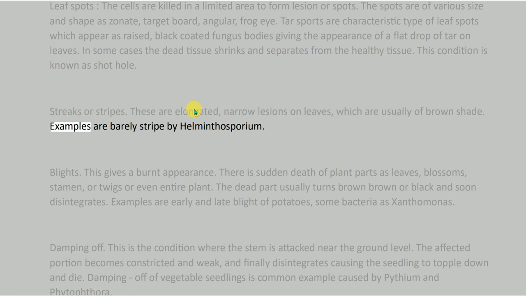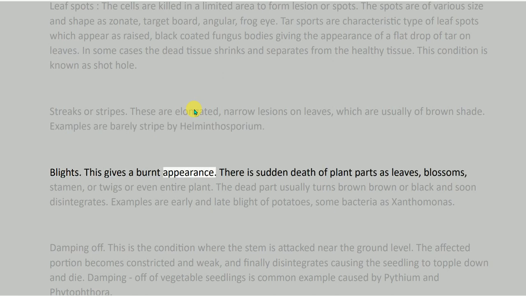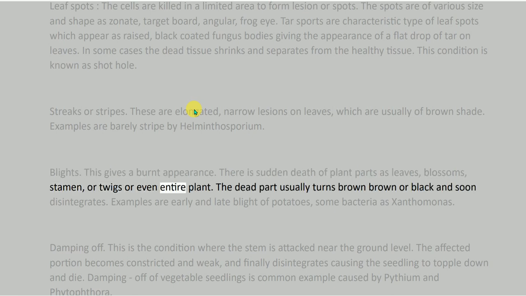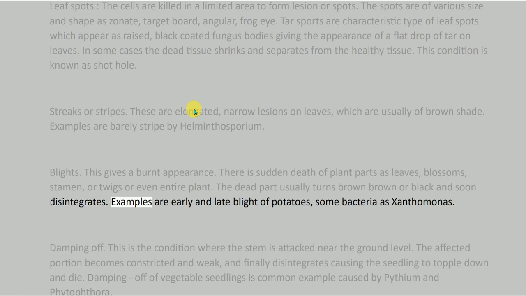Examples are barely striped by Helminthosporium. Blights. This gives a burnt appearance. There is sudden death of plant parts such as leaves, blossoms, stamen, or twigs, or even the entire plant. The dead part usually turns brown or black and soon disintegrates. Examples are early and late blight of potatoes, and some bacteria such as Xanthomonas.